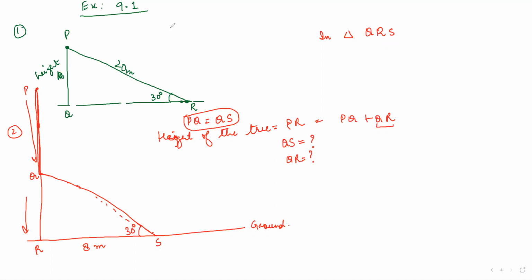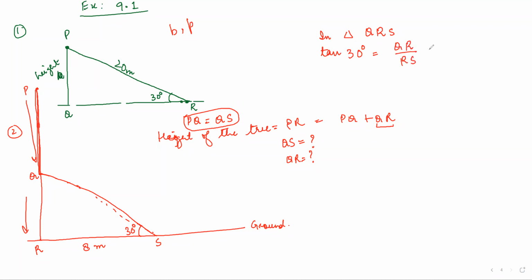Abdullah, which trigonometric ratio has base and perpendicular in it? Base and perpendicular. Tan theta. Very good. So if I take tan of 30 degree here, tan is perpendicular upon base. So that means QR upon RS.